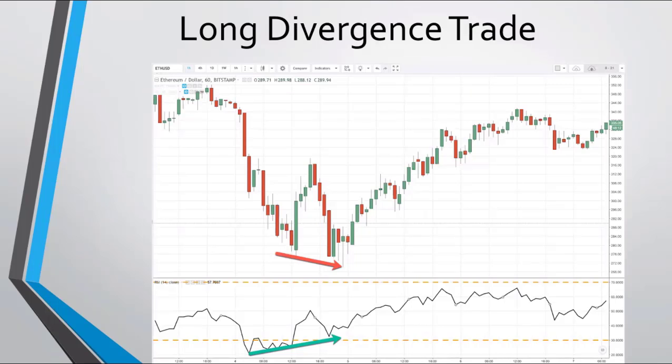Here's a classic long divergence trade. So you see here the market, in this case Ethereum, makes a lower low, and the RSI makes a series of higher lows, finally getting out of the oversold area, and the market reverses.